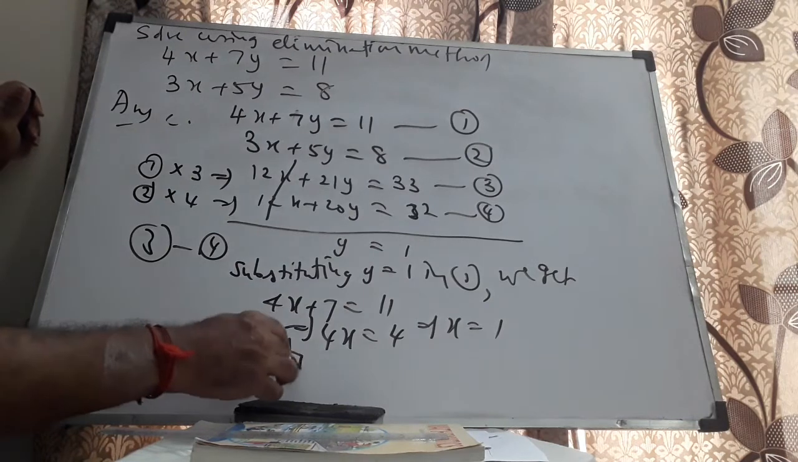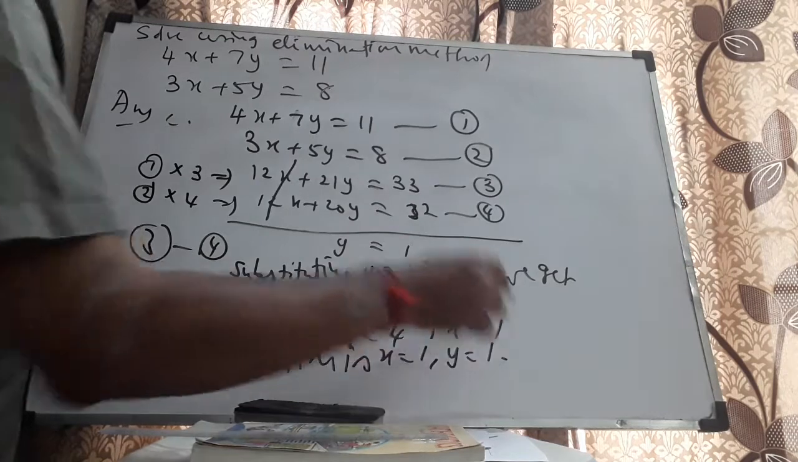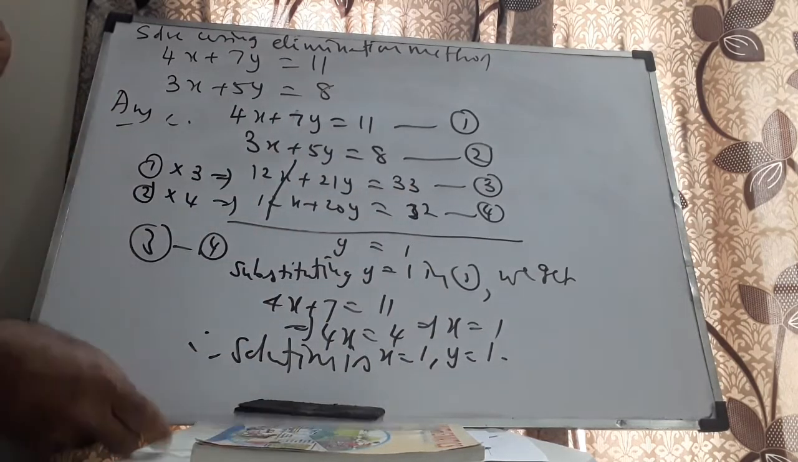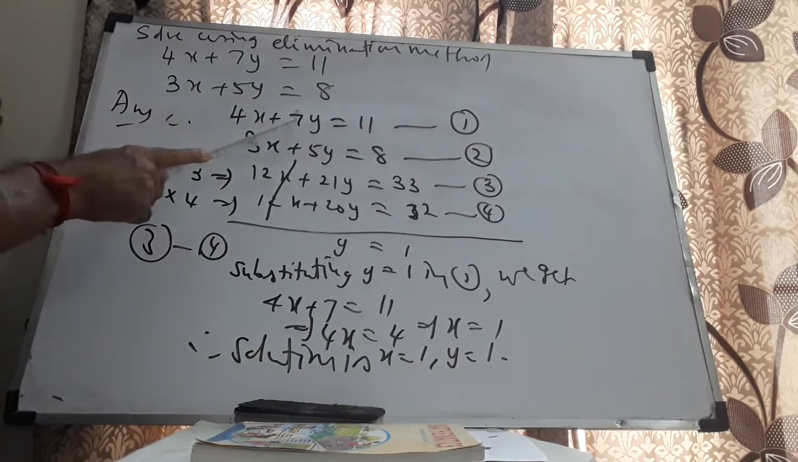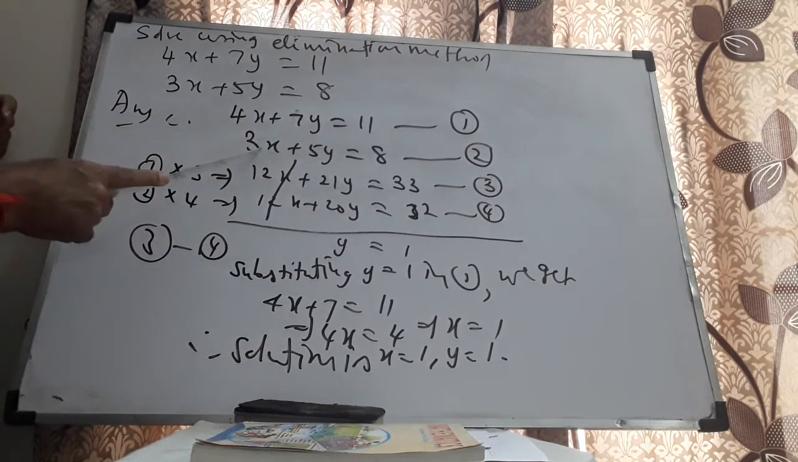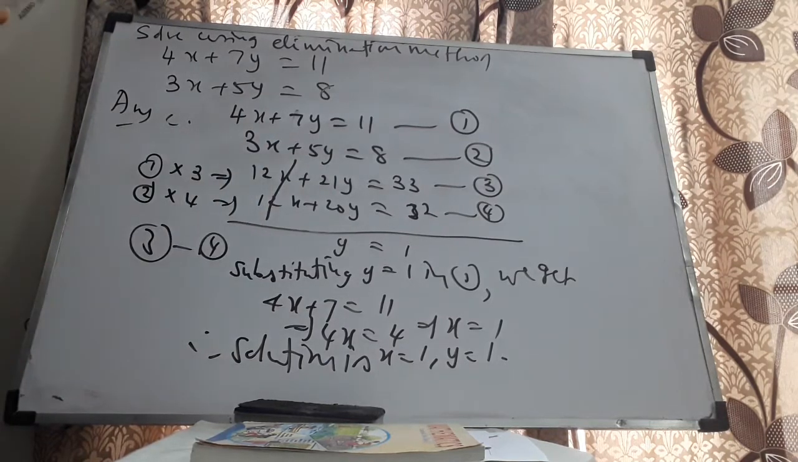Therefore, the solution is x is equal to 1, y is equal to 1. You can just check in both the equations. It should satisfy both the equations. 4 into 1 is 4, plus 7 into 1 is 7, 4 plus 7 is 11. 3 into 1 is 3, 5 into 1 is 5, 3 plus 5 is 8. It should satisfy both the equations.